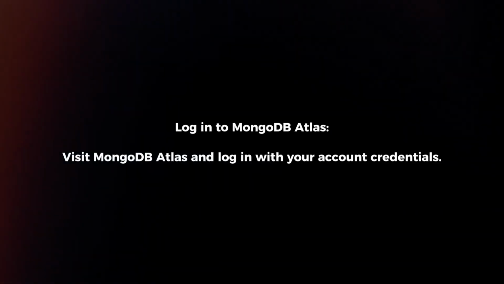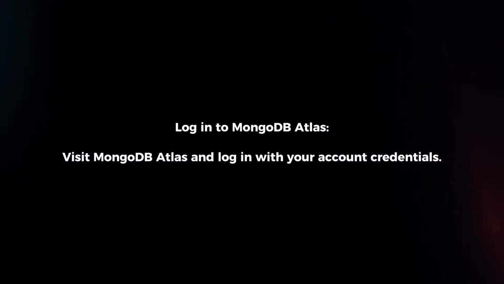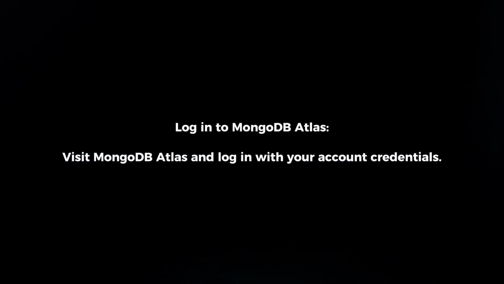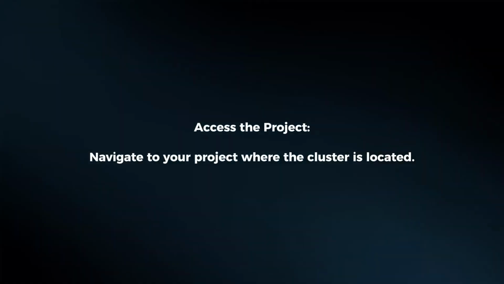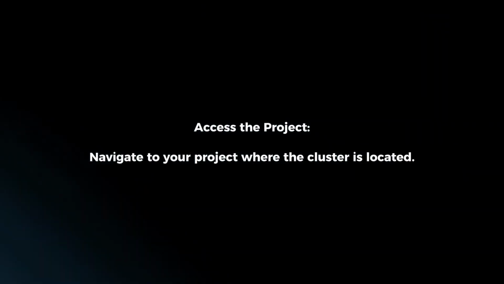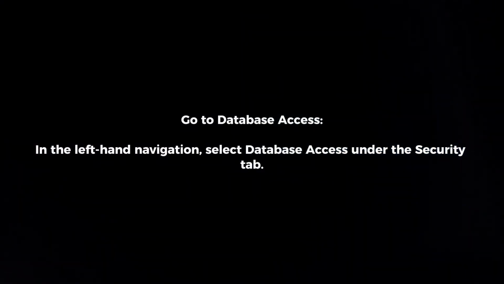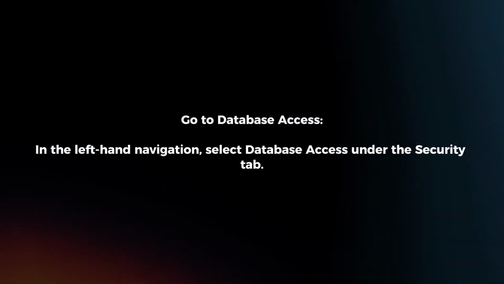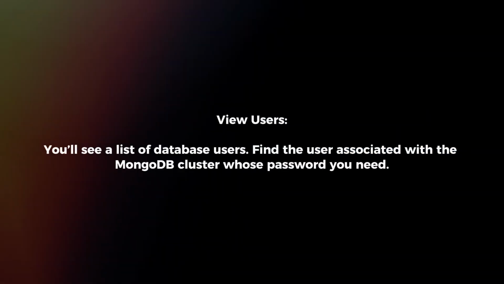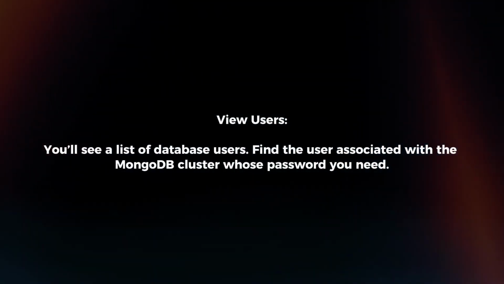Log into MongoDB Atlas. Visit MongoDB Atlas and log in with your account credentials. Access the project. Navigate to your project where the cluster is located. Go to Database Access. In the left-hand navigation, select Database Access under the Security tab. View Users. You will see a list of database users.